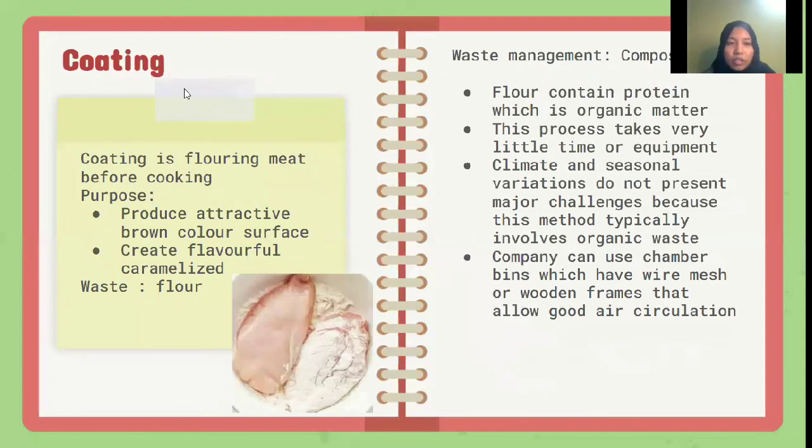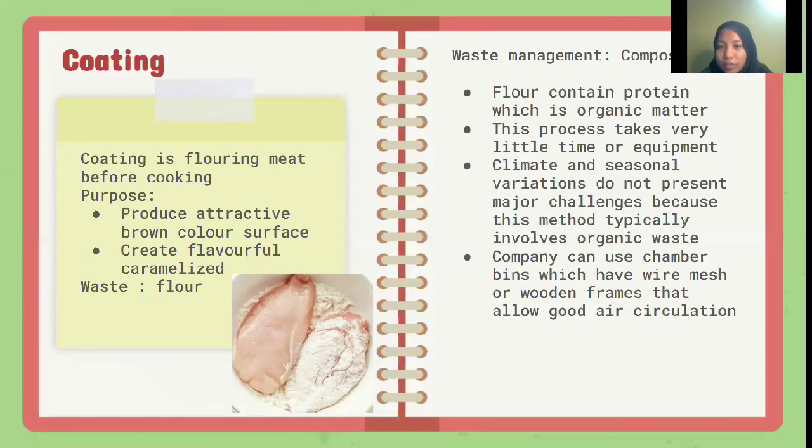Hi, my name is Nur Khairina and I will continue with the coating process. Coating is where we flour the chicken, and the purpose is to produce an attractive brown color and to produce delicious chicken. The waste for this process is flour. The suitable waste management is composting.